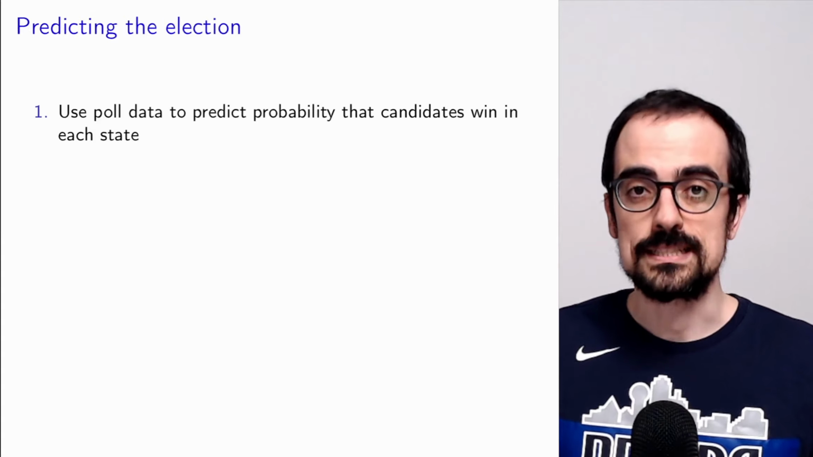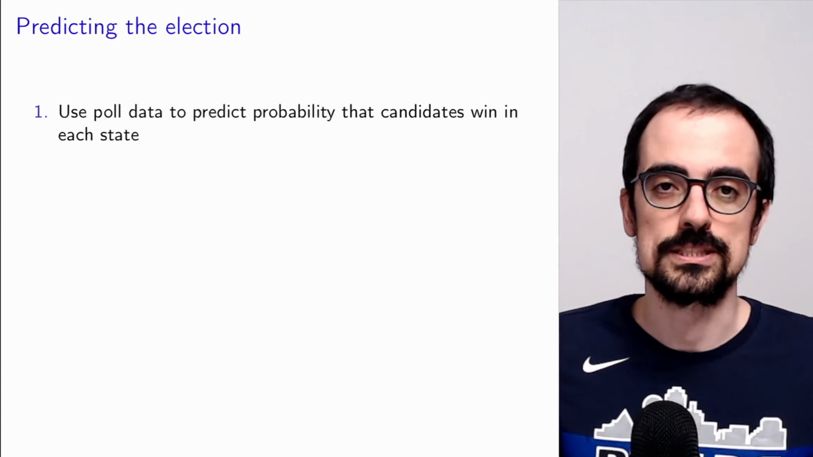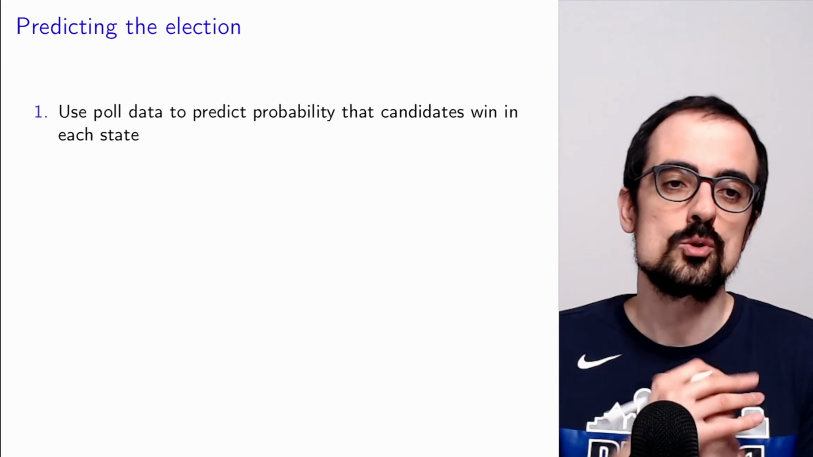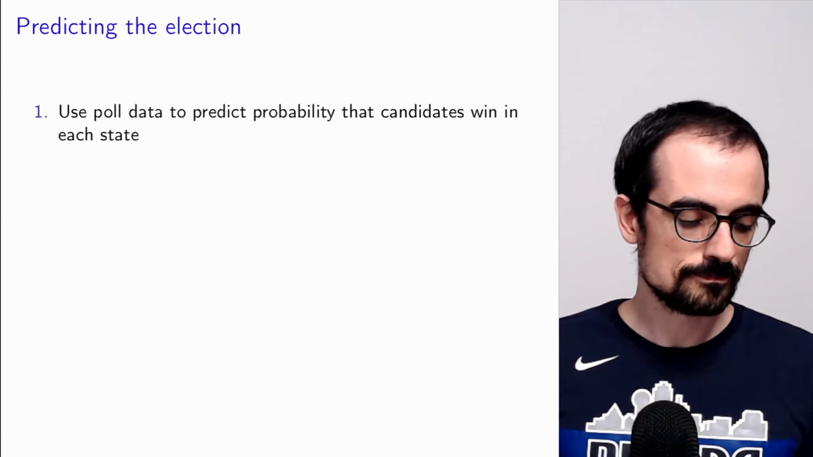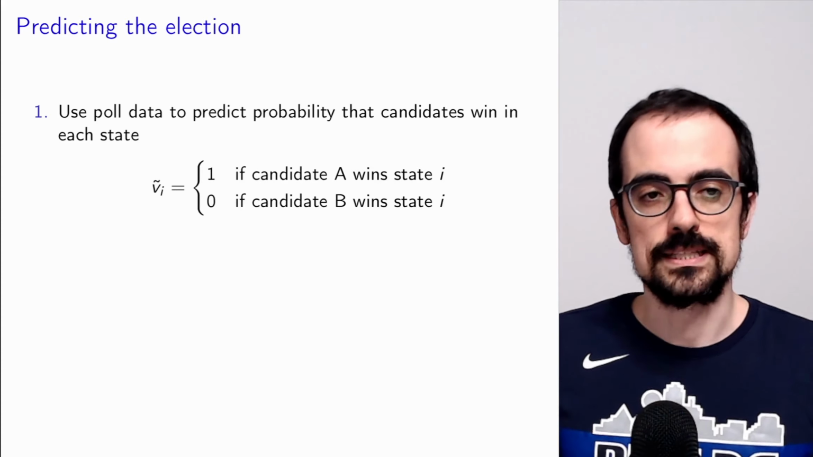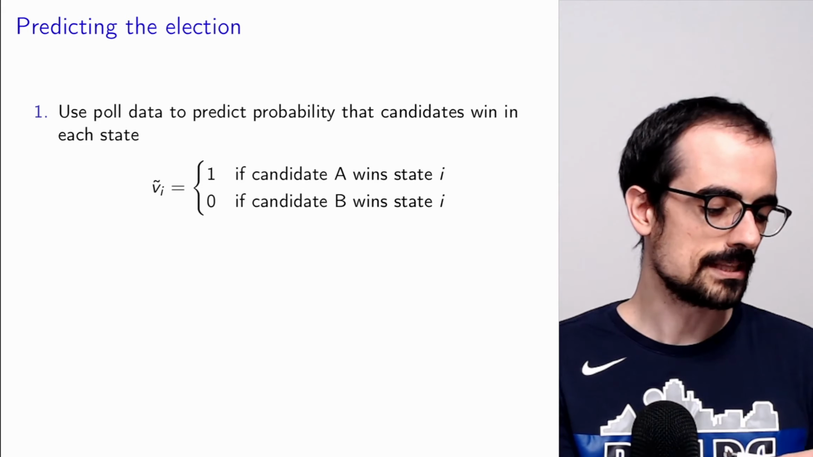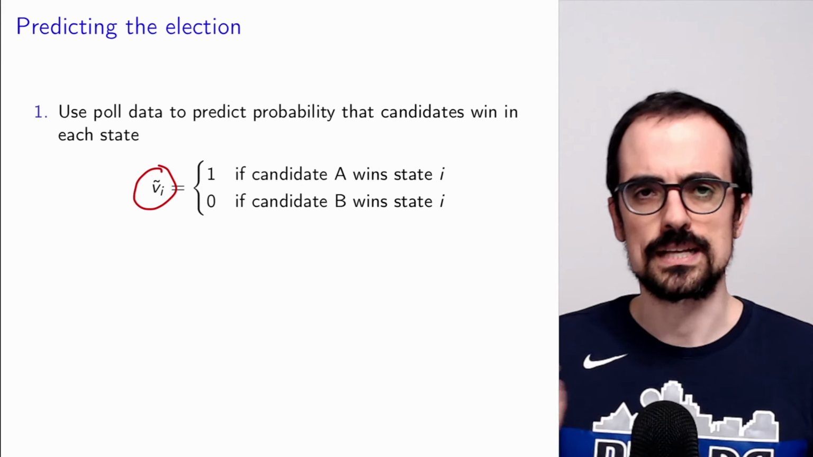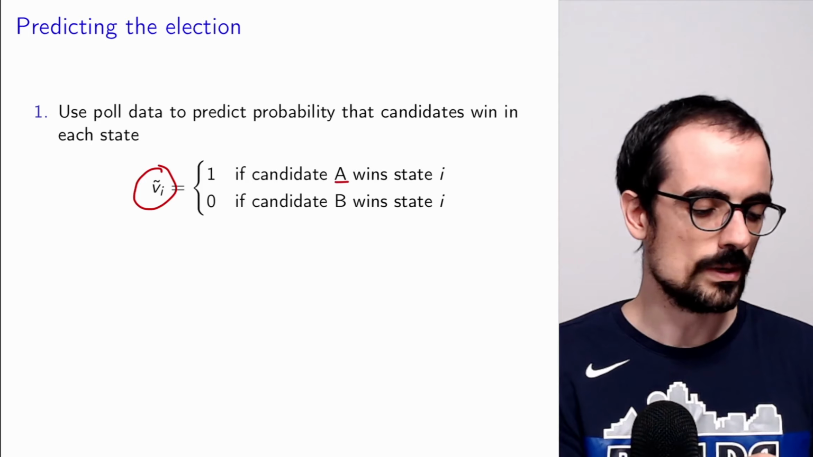So if you want to predict the election, and this is, for example, what 538 does and other people that try to predict elections, they use poll data to predict the probability that candidates win in each of the states. We can represent the outcomes by a random variable, not the probability. So we define the random variable that candidate A wins in state i.